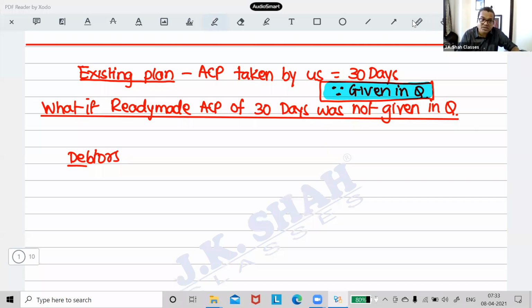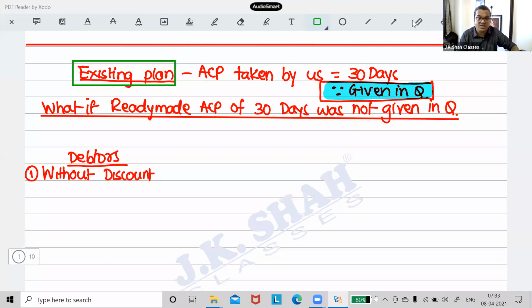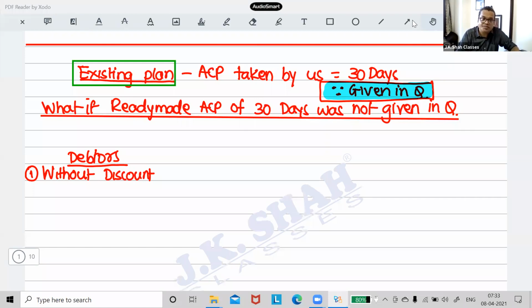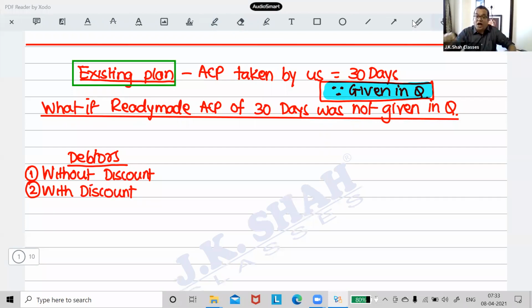One is without discount, and the second is with discount type of debtors. I'm talking about the existing plan. Please read and answer relevant things. Now, what is the average collection period? I'm talking about the existing plan.